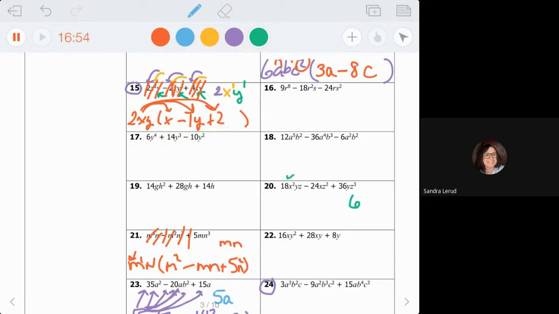X squared, x to the first, no x's. Can't pull any out. Y, no y's. Can't pull any out. Looks like they all have a z that they can afford to have chopped out though, so let's take out a z. So I'd have 6z, and then I'd need a 3. I'd need 2 x's and the y. Minus 4, I need the x. And I'll need another z.